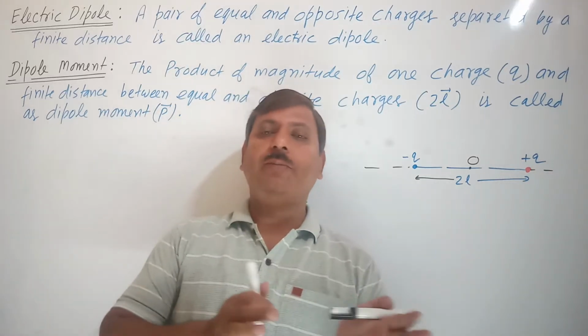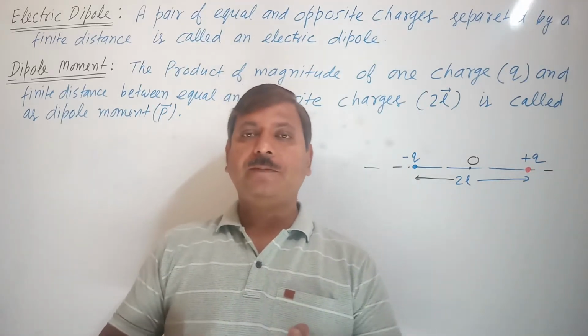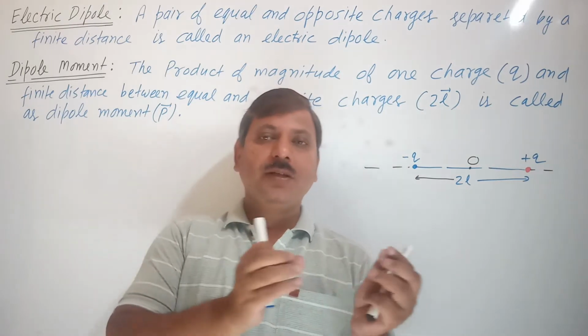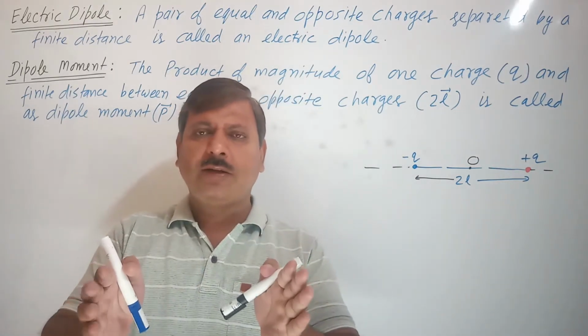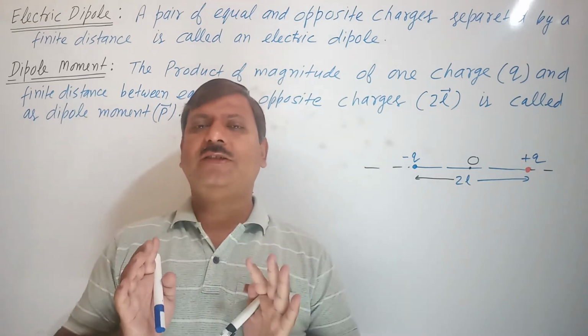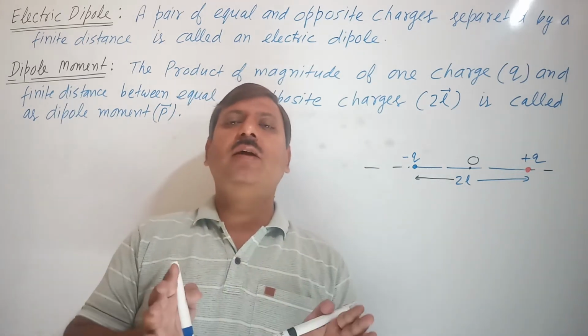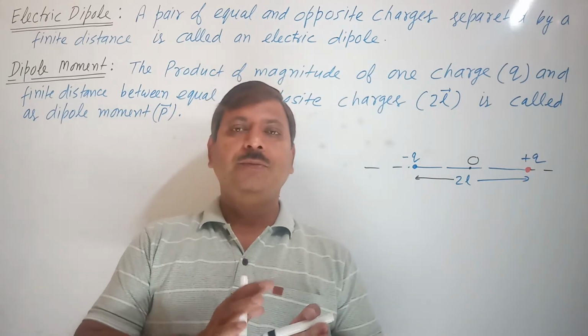Electric dipole. Today I am going to discuss the electric dipole. Actually, what is an electric dipole? Two equal and opposite charges, a pair of equal and opposite charges kept at a small finite distance. This system is called an electric dipole.